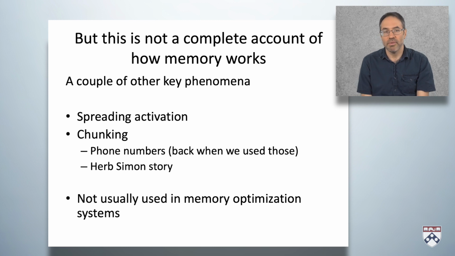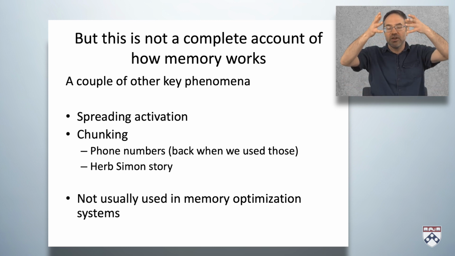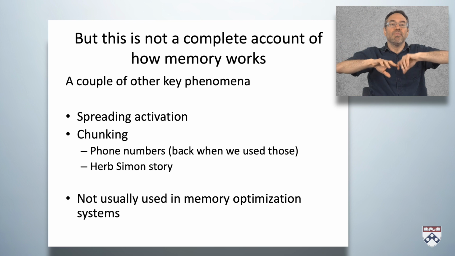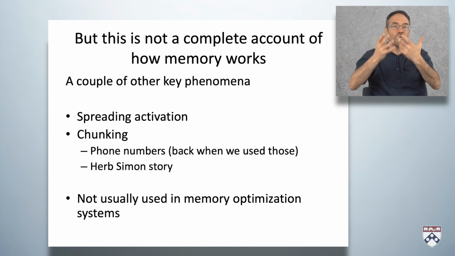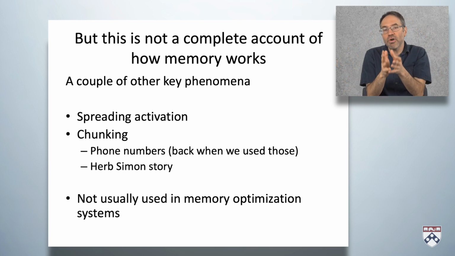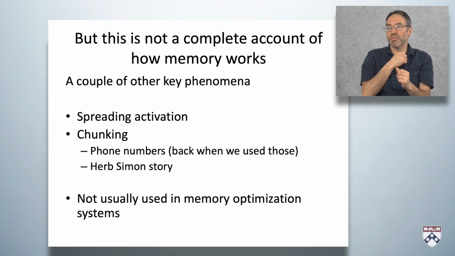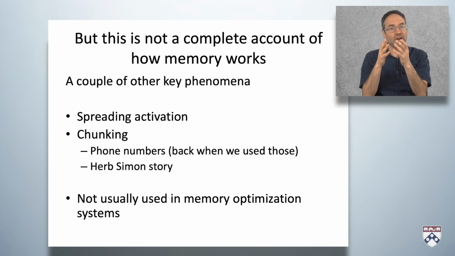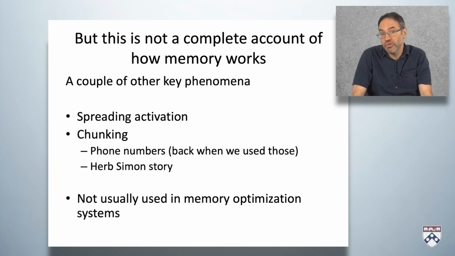Another key phenomenon in memory is chunking. Chunking is the idea that we can only remember so many pieces of memory at a given time, but if we know something as a chunk, if we know something as just a unit in itself and it has multiple components, we can actually remember that chunk. An example of that is phone numbers, back when we used to use those, like 610 or 215 or 412. Those are all Pennsylvania phone numbers.